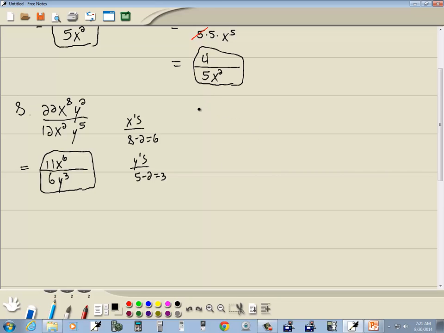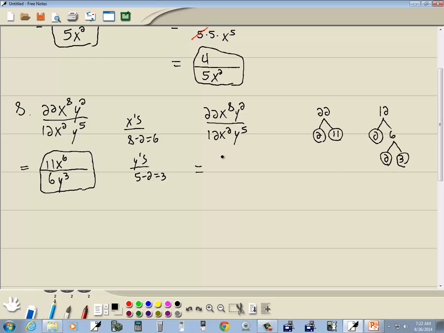Okay, now let's look at it with prime factorization. 22x to the 8th y squared over 12x squared y to the 5th. Now again, we handle the variables just like before. For 22, I start with my first prime, 2. It is divisible by 2. 2 times 11. And 11's prime, so we circle it also. Now 12. It is divisible by 2, so 2 times 6. So on my first prime, which is 2, 6 is 2 times 3. 2's prime, so we circle it. And actually 3's prime, so we circle it too.